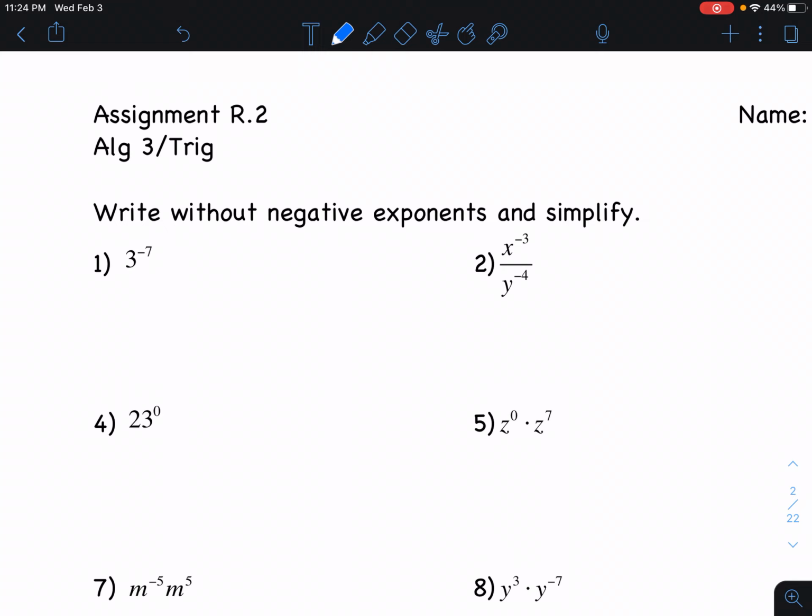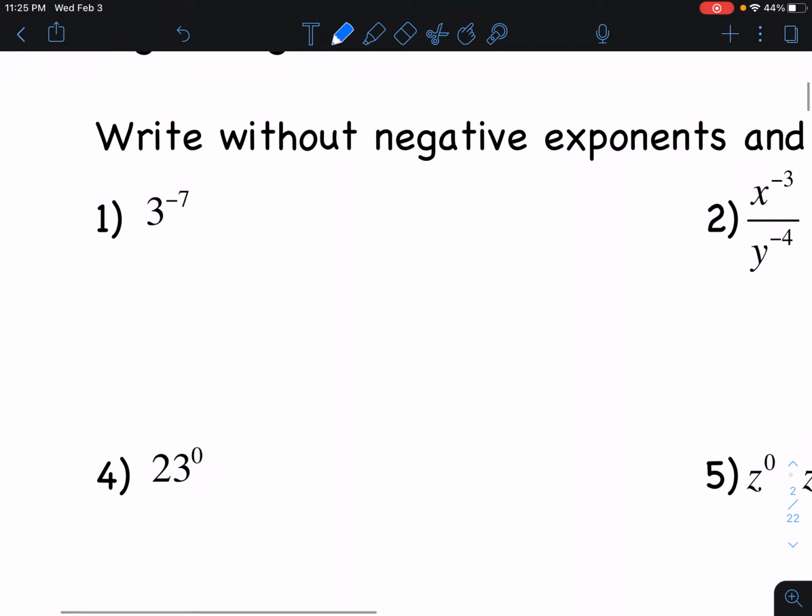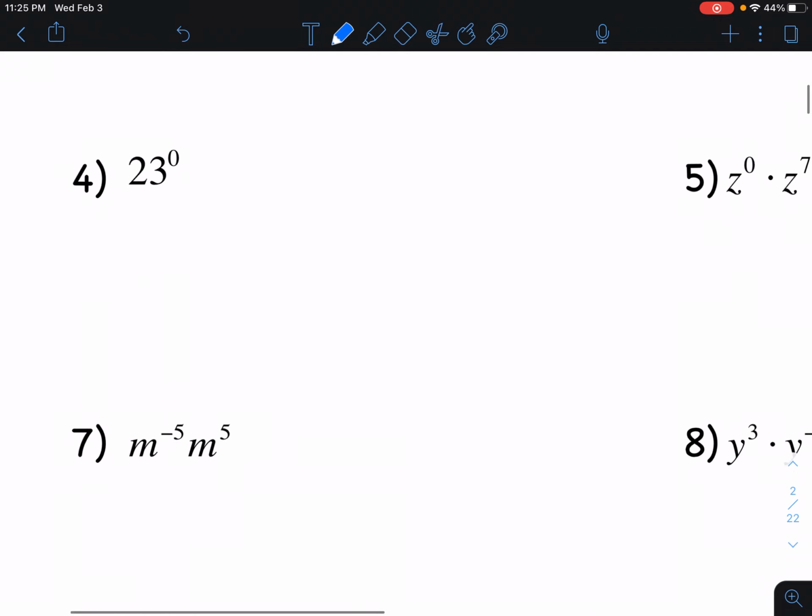All right, so letter A, or number 1, we're going to write without negative exponents, and we're going to simplify. Here I have a negative exponent, so I need to make a fraction, move the power to the bottom, 3 to the power of 7, and then have a 1 on the top. Let's take a look at number 4. 23 to the power of 0. We learned today that anything to the power of 0 equals 1.